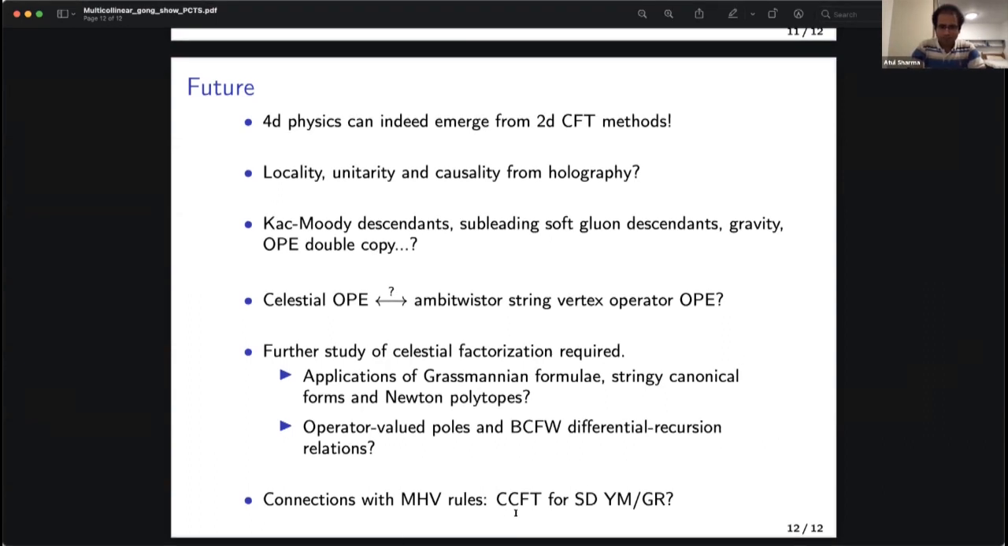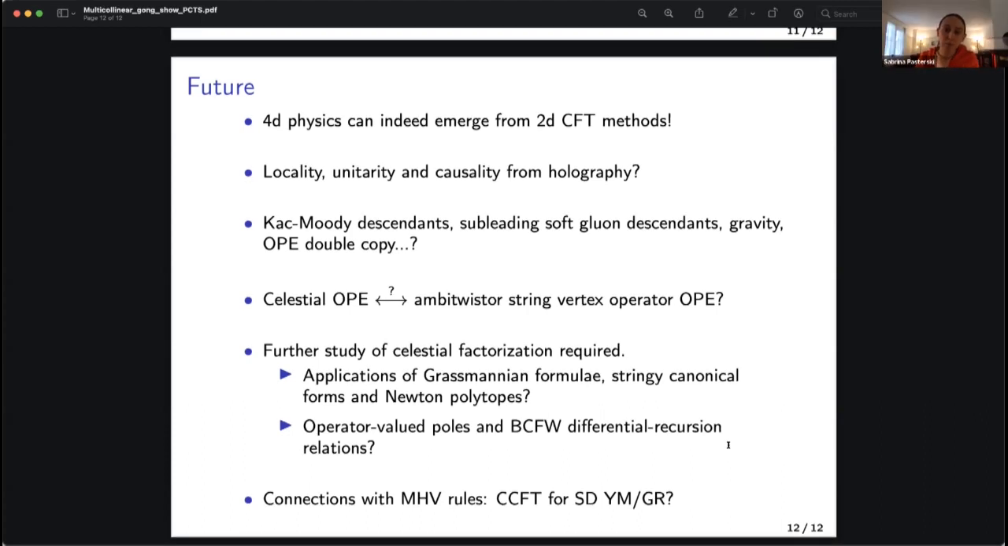And finally, with one of my collaborators on this with Dian, I'm trying to sort of bootstrap this for just SD Yang-Mills, because I have a connection with MHV rules that I can mention if someone asks me. Yeah, and then it's easier because of the twistor.